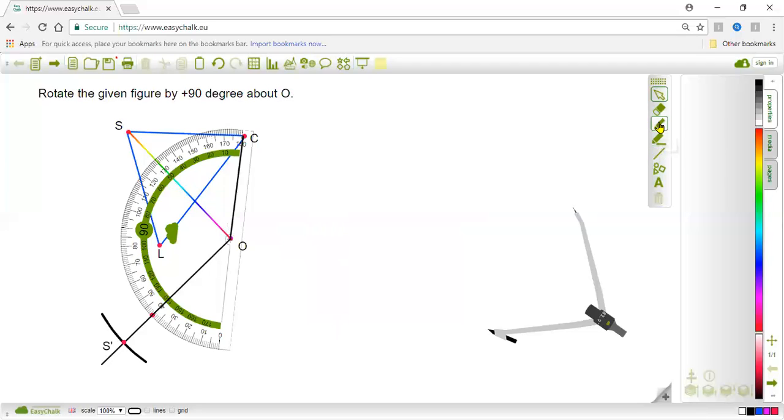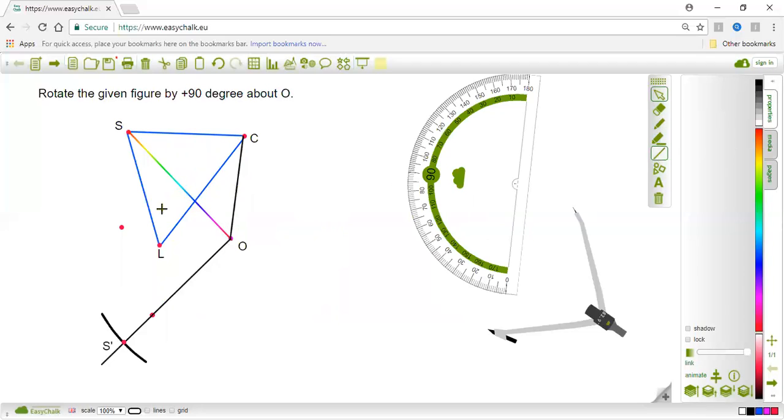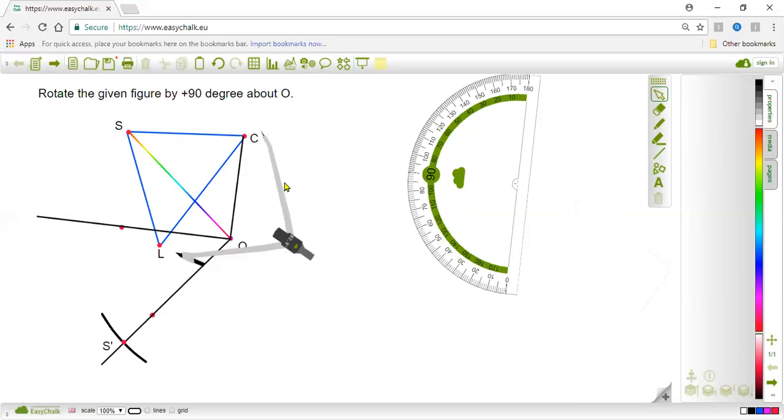Let me mark the 90 degrees here. This point represents the 90 degrees. Let me remove this protractor and connect this 90 degree point to the center of the rotation. After connecting, we will measure the object distance. You can take any length first. These two points should be connected very properly.